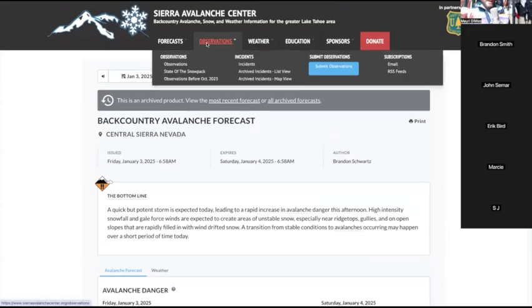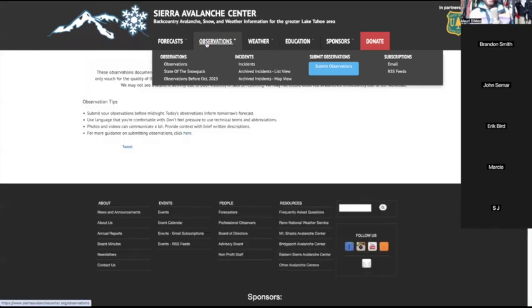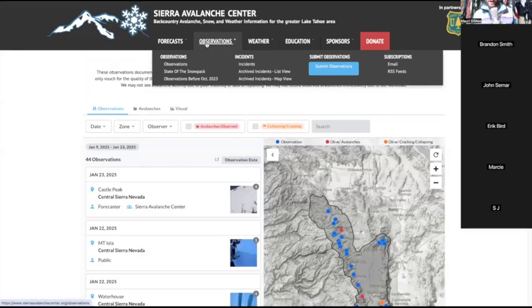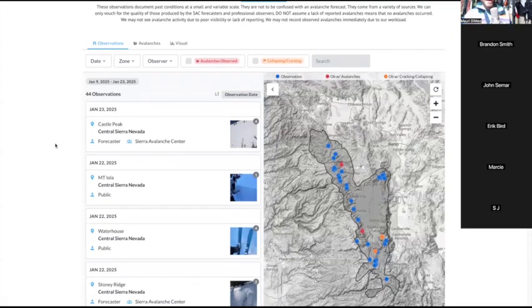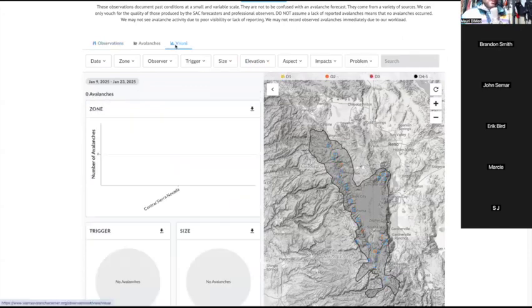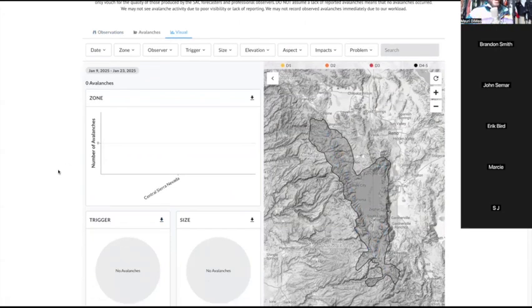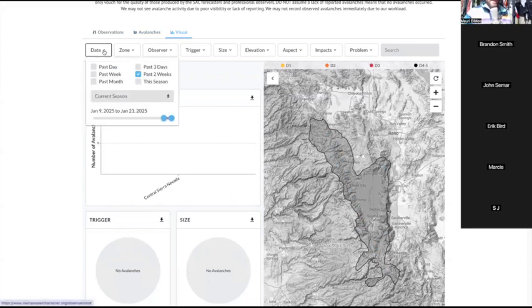Okay. The next tool that is very valuable in knowing where avalanches are occurring and how they're occurring is our observations. And for our observations page on any of the avalanche sites, this is a great way to know where avalanches have been seen by the public or professional forecasters in the recent time. We can also go into a visual version where it's going to tell us where these different avalanches have been occurring. So I can pick a date.